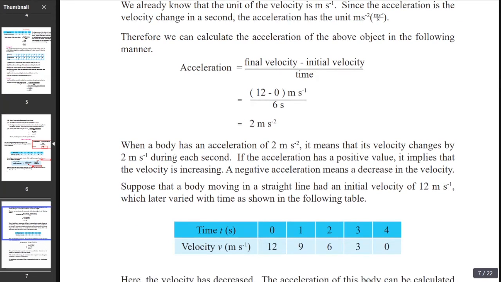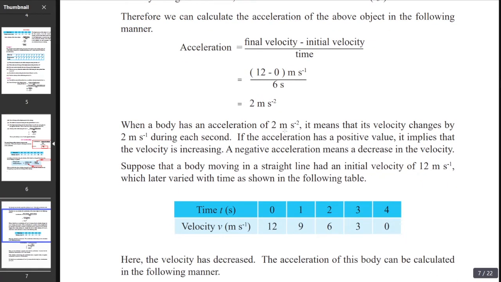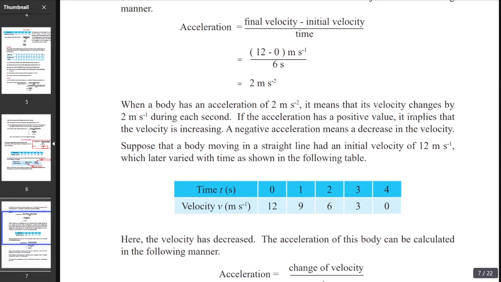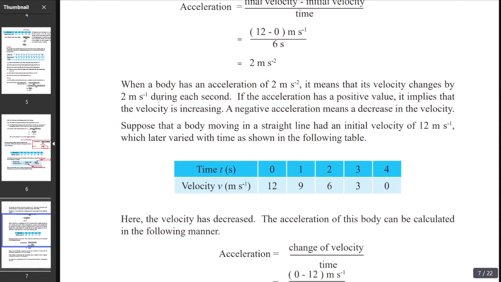Okay. When a body has an acceleration of 2 m s^-2, it means that its velocity changes by 2 m s^-1 during each second. If the acceleration has a positive value, it implies that the velocity is increasing. If the value is positive, velocity is increasing. A negative acceleration means a decrease in the velocity.